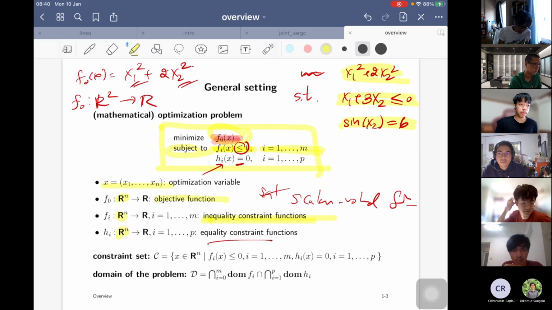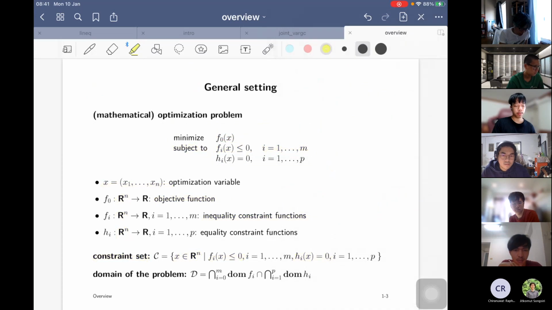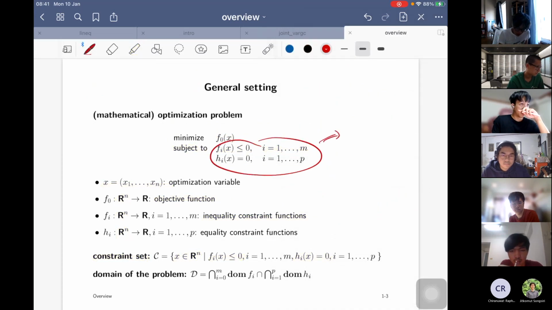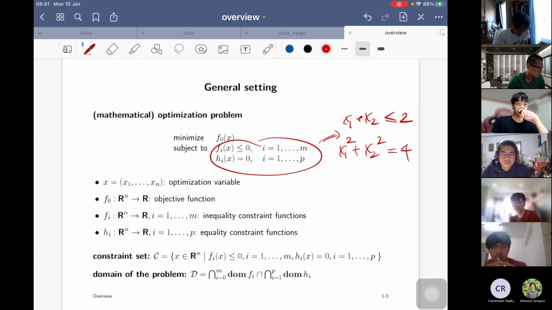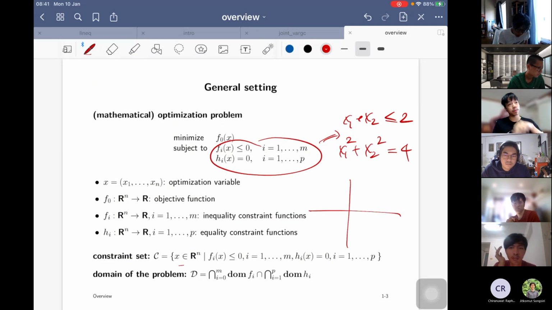In this setting, now we're going to represent the constraint function in terms of a set. We define the constraint set C as the set of x, collecting the vectors x such that they satisfy all inequality and equality constraints. For example, if my inequality constraint is x1 plus x2 less than 2, and I have x1 squared plus x2 squared equals 4, my constraint set is, of course, so I'm going to draw how it looks on the R2 plane, x1 and x2 here.